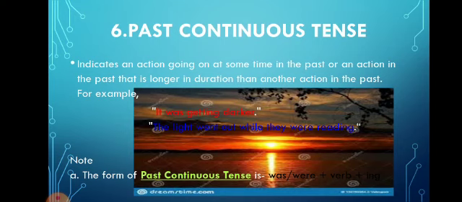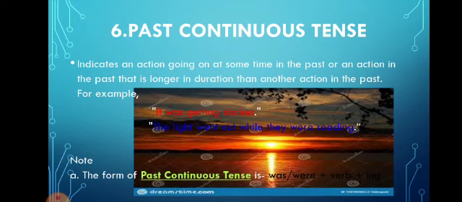Past continuous tense. It indicates an action going on at some time in the past, or an action in the past that is in a duration than another action in the past. For example, it was getting darker. See, the action is in the process, but in the past. It was getting darker. When? After 6 o'clock in the evening, yesterday.